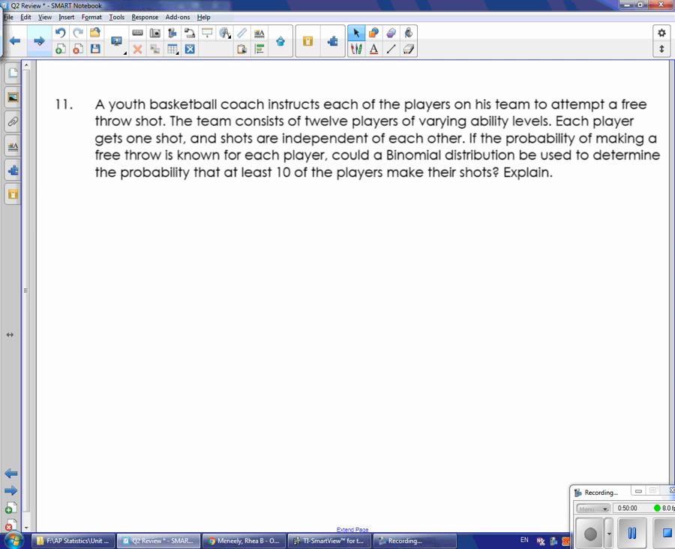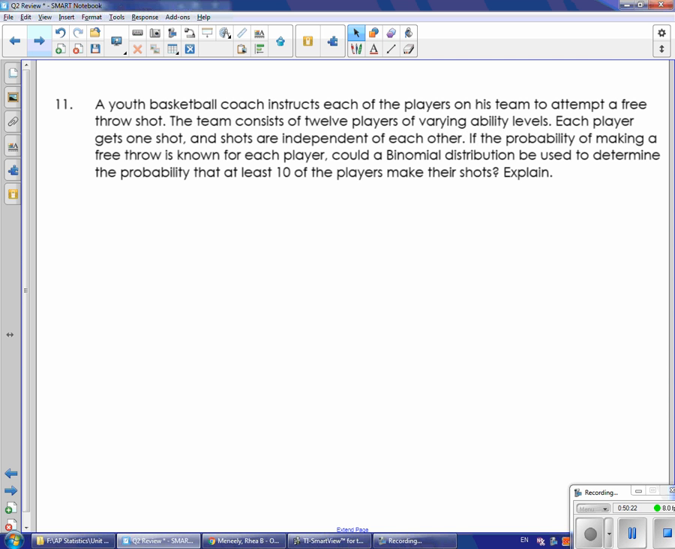Okay, almost done, guys. Number 11, it says a youth basketball coach instructs each of the players on his team to attempt a free throw shot. The team consists of 12 players of varying ability levels. Each player gets one shot, and shots are independent of each other. If the probability of making a free throw is known for each player, could a binomial distribution be used to determine the probability that at least 10 of the players make their shots?